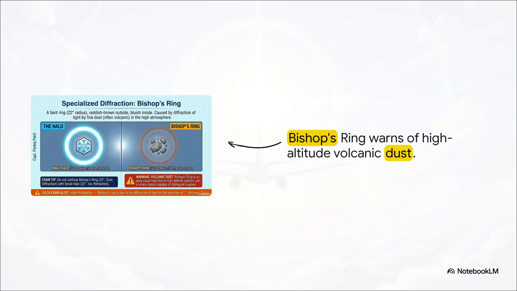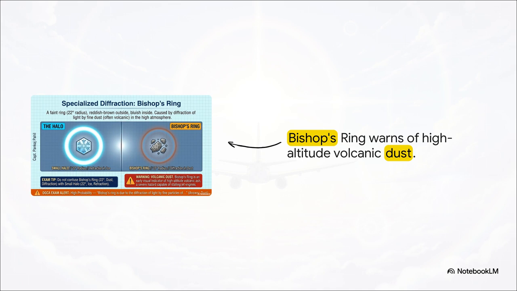Now, here is a specialized diffraction case that poses a really severe hazard: Bishop's ring. The concept is the diffraction of light by fine dust up in the high atmosphere. Operationally, this is a severe warning. A Bishop's ring can be an early visual indicator of high-altitude volcanic ash, which, as we know, can stall jet engines. For the exam, please do not fall into the trap.